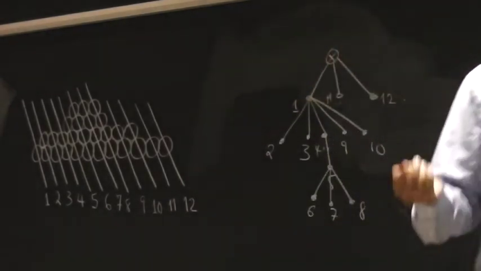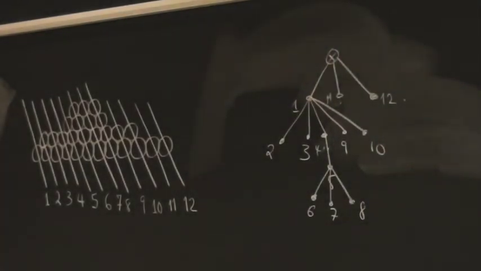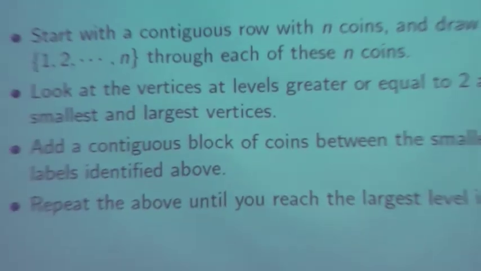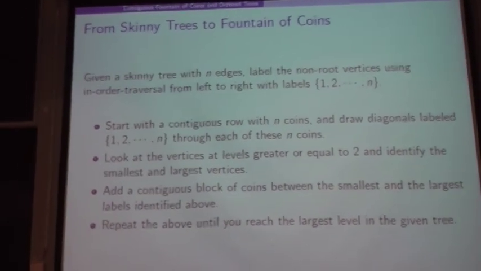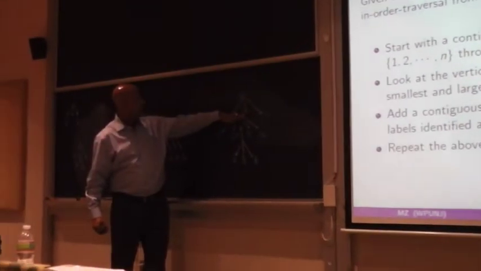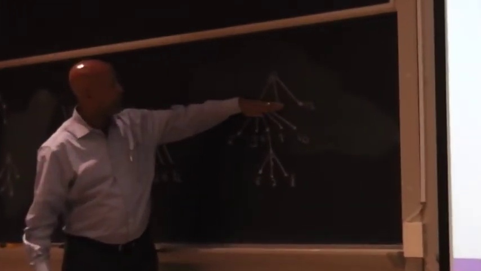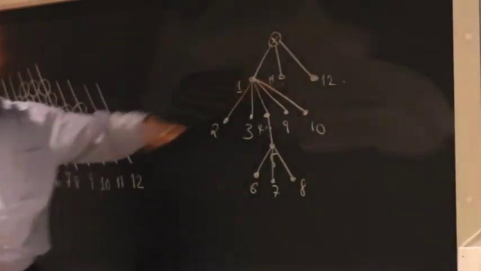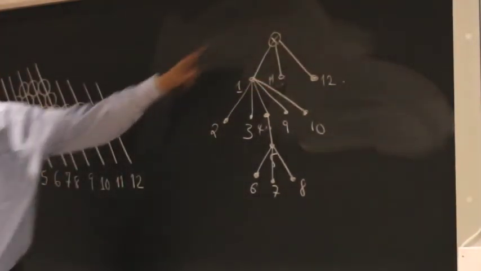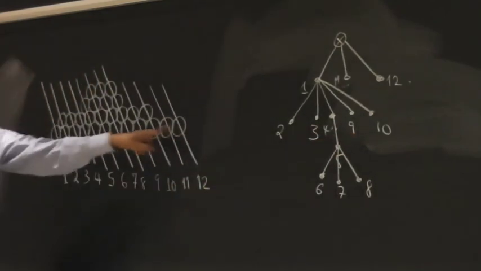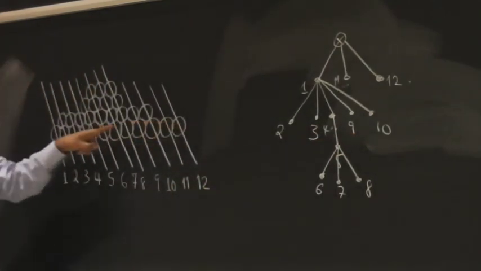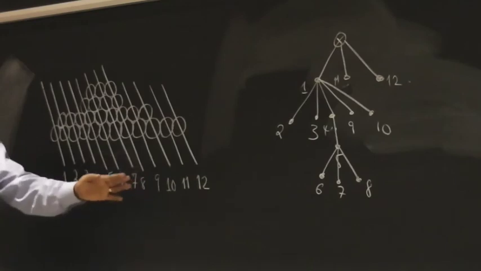And going back is also quite simple. The description of going back is here. All you need to do is look at the ones at level 1, okay? You got to look at 1, 11, and 12. Those are at level 1, so those are not going to be a problem. What this tells you is you count the number of non-root vertices and you put 12 coins in the bottom row. And then you put the diagonals along them and so on.